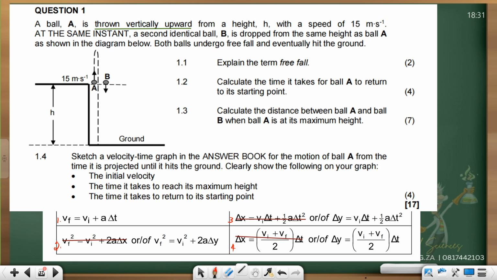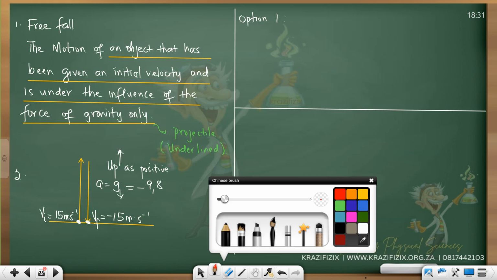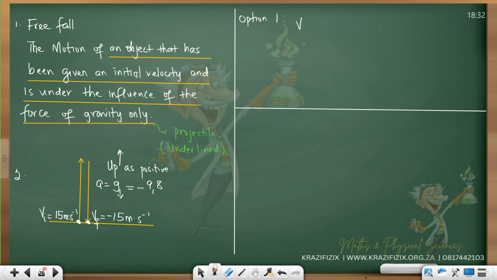Okay, units, very, very important. So option 1 is to use that formula, right? Which is what? vf. Always you're like, okay, what is this guy saying? What's our final velocity? Negative what? 15 plus, what is this?